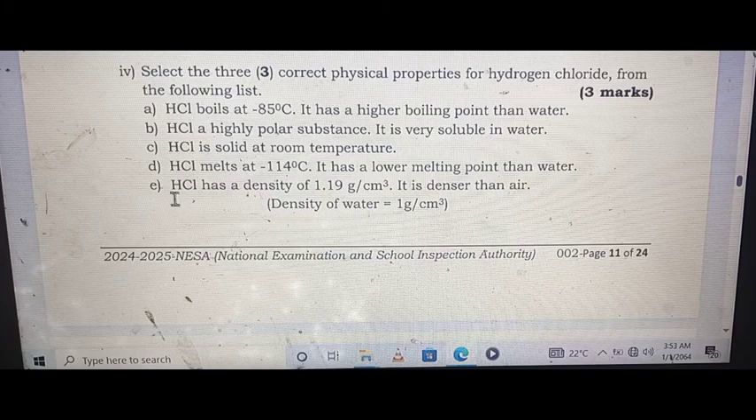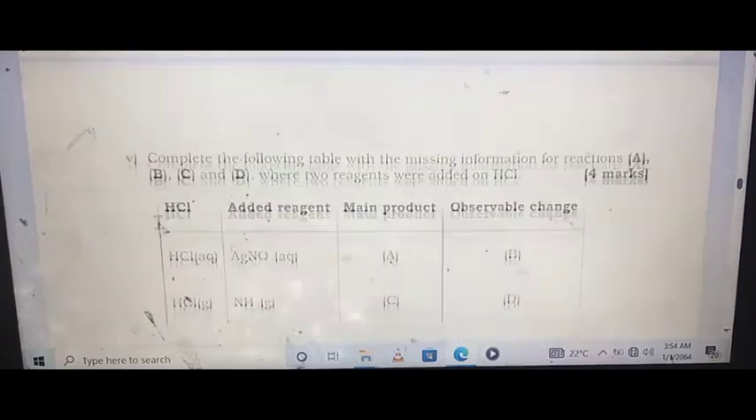And D, hydrogen chloride melts at negative 114 degrees Celsius. It has a lower melting point than water. And E, hydrogen chloride has a density of 1.19 gram per centimeter cube. It is denser than air. The density of water equals 1 gram per centimeter cube.